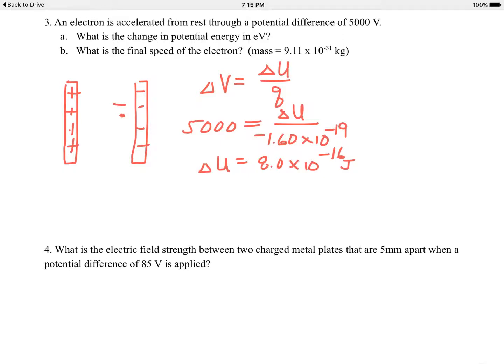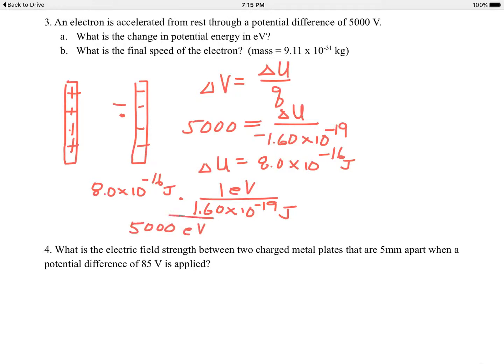But it says, what's the change in potential energy in electron volts? So I have to convert that now. This is simply a conversion. I'm going to convert from 8.0 times 10 to the negative 16th joules times my conversion factor. 1 electron volt, from the in-class notes, is 1.60 times 10 to the negative 19th joules. If I do the math here, this comes out to be 5,000 electron volts. That's my answer to part A.